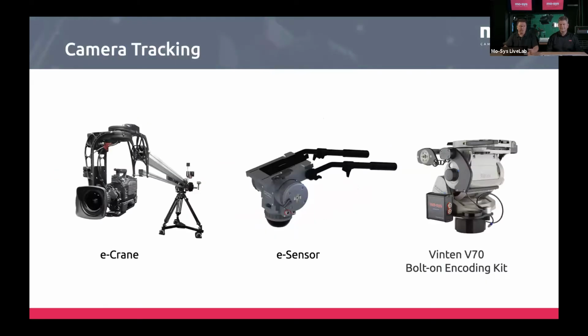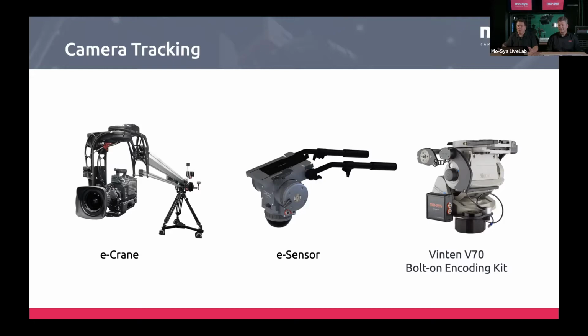Then we have our encoding or tracking cranes and heads. There is the E-crane, which is a specific crane, very, very sturdy for tracking. You can also add a StarTracker to it in the middle, and then you move it around in the studio anywhere, and no updating of your render system is required at all, because it always knows where it is.